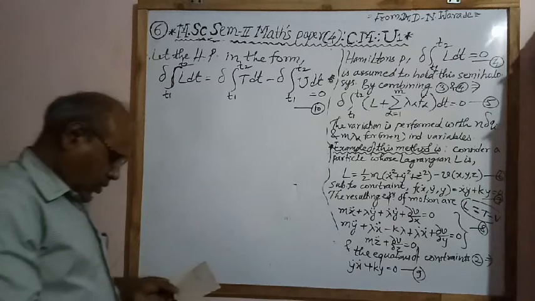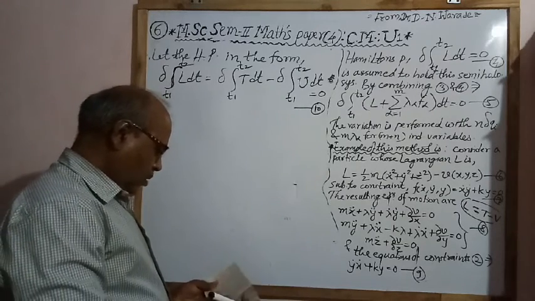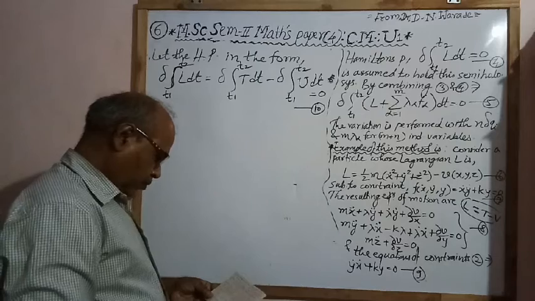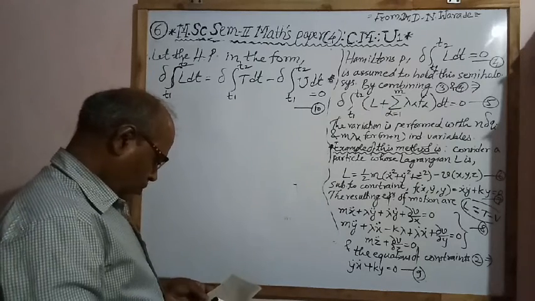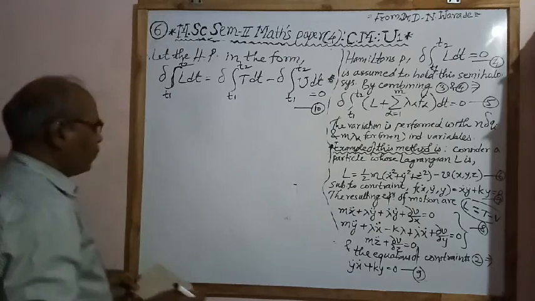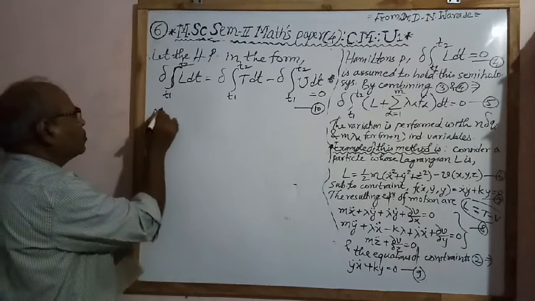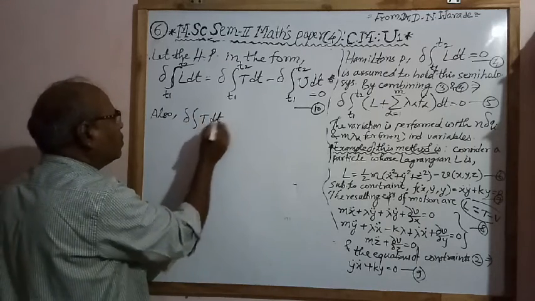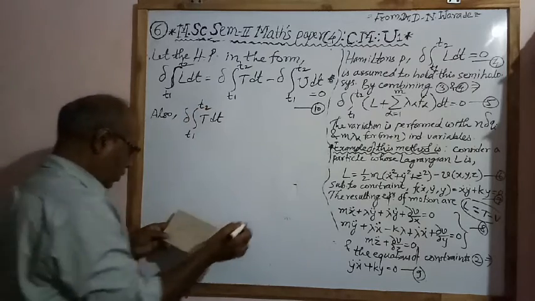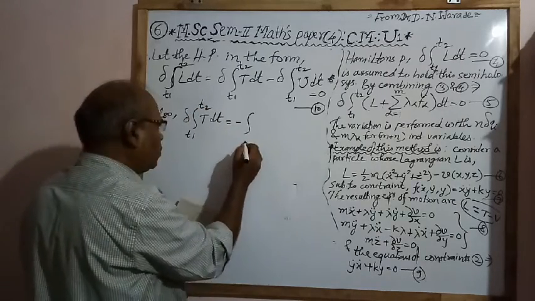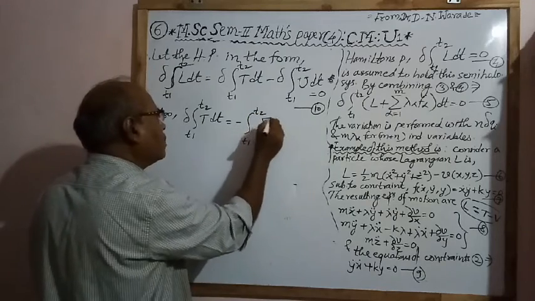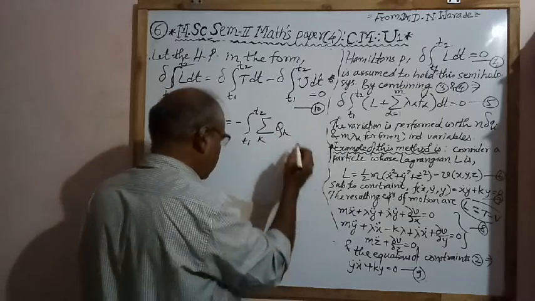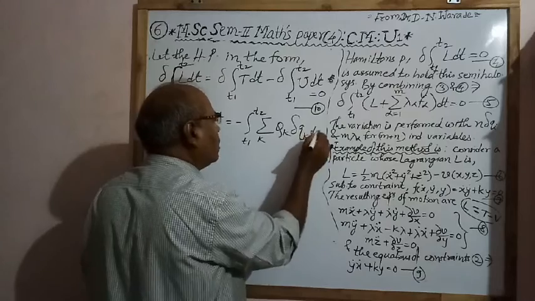If the variation of the integral over the generalized potential is carried out, the principle takes another form. Also, the variation of the integral of T dt from t1 to t2 equals minus the integral from t1 to t2 of the summation over k of Q_k delta q_k dt.